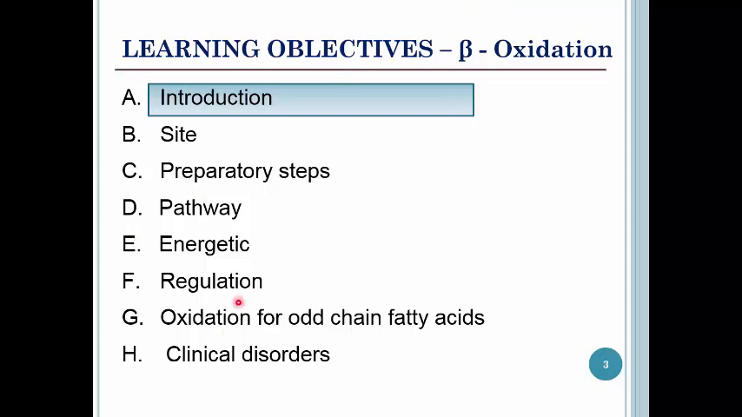Then you have to write the regulations, which include key enzymes, compartmentalization, cofactors and co-metals, and whether the substrate or the product may be the regulator. All those things must be enumerated in the regulation portion. For this particular topic, we will also see the oxidation of odd chain fatty acid. And lastly, you have to write the clinical disorders of that particular pathway. So these are the headings which must be learned when you study any metabolic pathway in biochemistry.